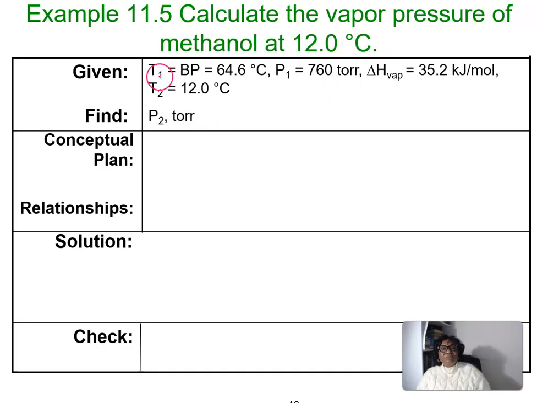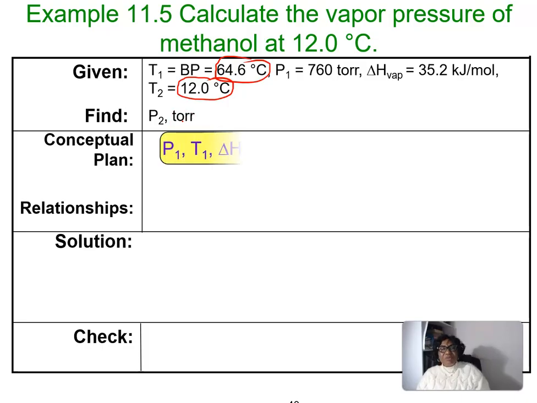So our T1 is 64.4 degrees Celsius. Our P1 is 760 millimeters of mercury. Heat of vaporization is 35.2 kilojoules per mole. And T2 is 12 degrees Celsius. Please convert these temperatures to Kelvin. Convert them to Kelvin.